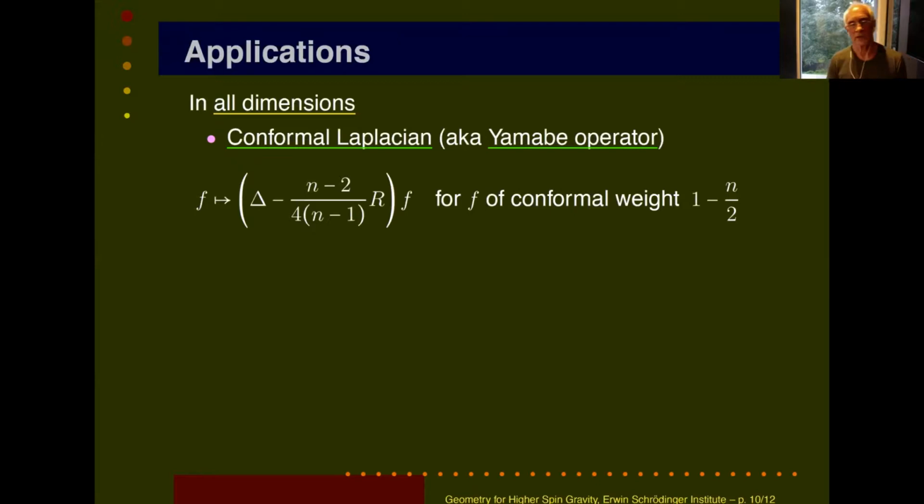It also occurs in, you know, this is a famous operator because it occurs in other geometric problems, like trying to make the scalar curvature constant. So that's why it's called the Yamabe operator, but it's a well-known conformally invariant operator. And this happens in all dimensions.